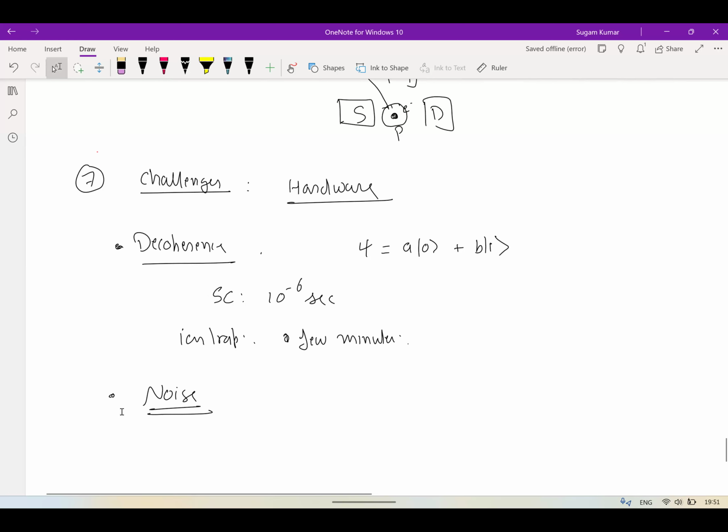Noise means physical systems like superconducting circuits or trapped ions are always going to have an interaction with EM waves. They're going to have interaction with the neighboring magnetic field, produced maybe because of the nuclear magnetic moment or the neighboring electrons. Thermal fluctuations are there. So these are the noise which is going to cause the wave function to collapse.